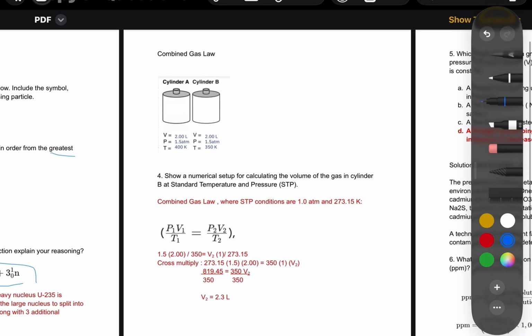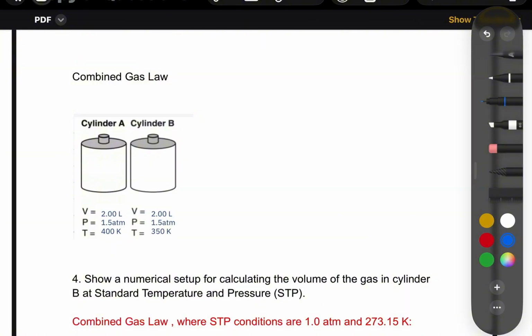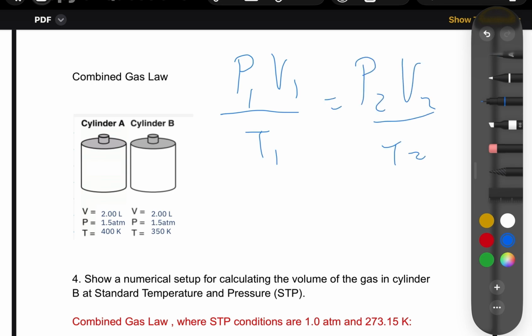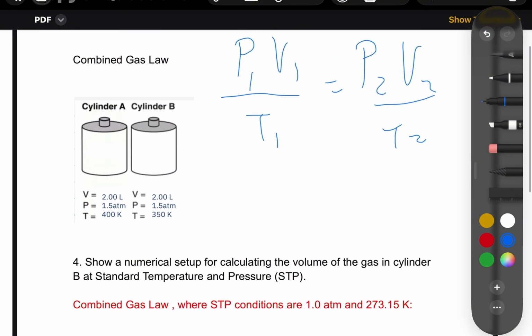Now we have the combined gas law. So for the combined gas law, you just need to know the formula, which is already given to you on the reference table. The combined gas law is P1 V1 over T1 equals P2 V2 over T2. So P1, V1, T1 are our initial values, and P2, V2, T2 are our after values. It's saying show a numerical setup for calculating the volume of the gas in cylinder B at STP. So it's asking for cylinder B, so we can ignore cylinder A.